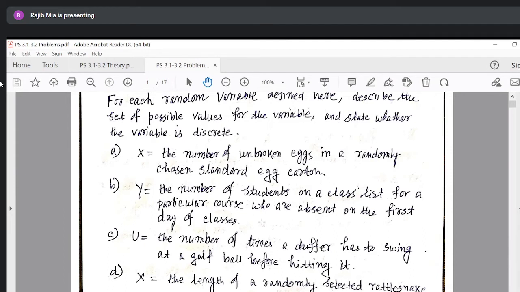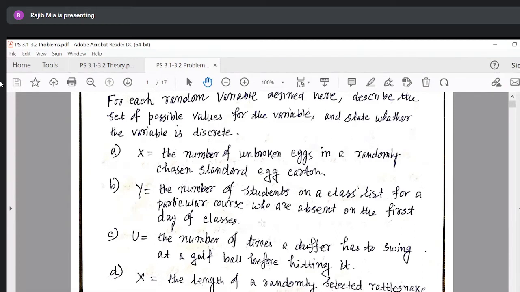What are the possible values of y? If we assume that a class has 50 students, then maybe 7 to 8 people are absent, so we can count it. Yes, you can count. You are right. That is a discrete random variable.